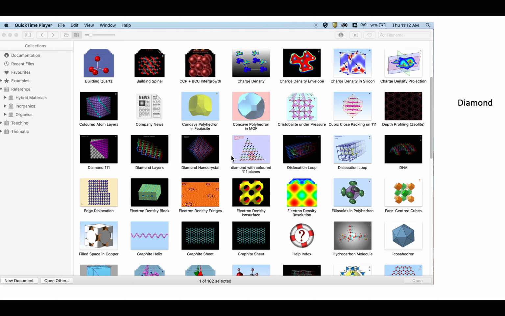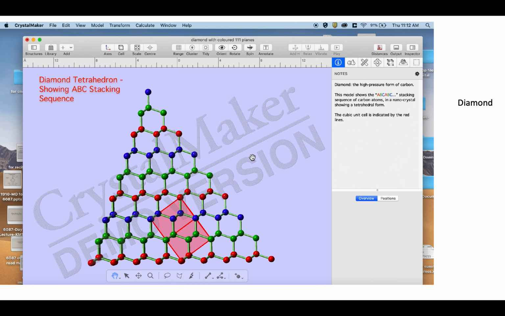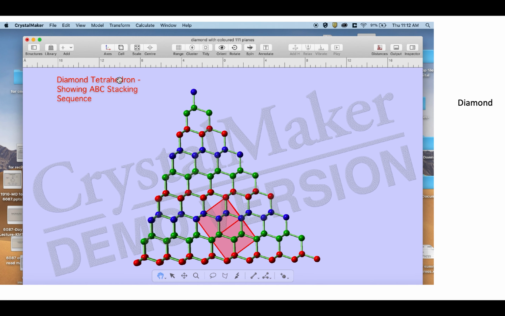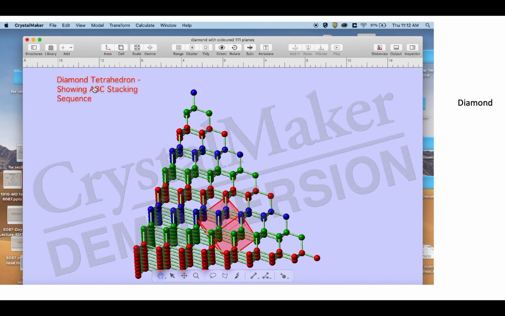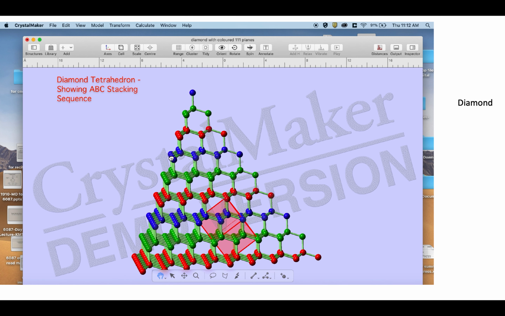Another one that we can look at is for diamond. So again, the designers here, they're trying to show us a particular feature of diamond, of how the stacking takes place in that. But we don't need to let that boss us around. We can explore it however we want to explore it. So we can spin this around.